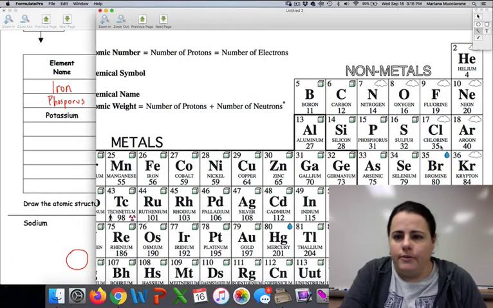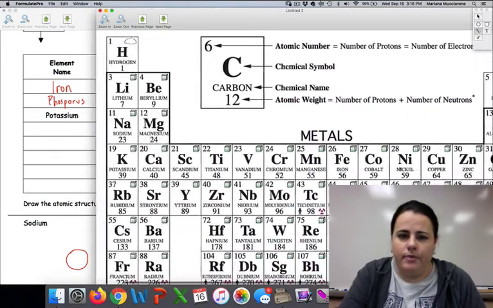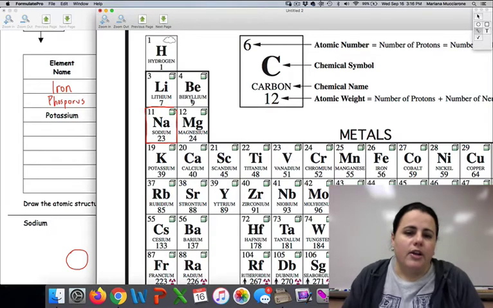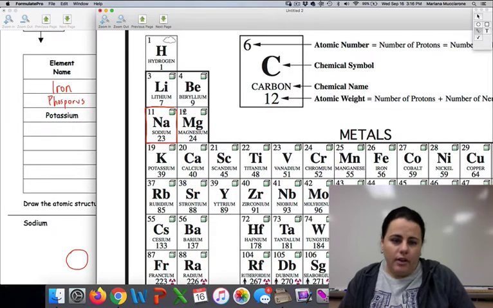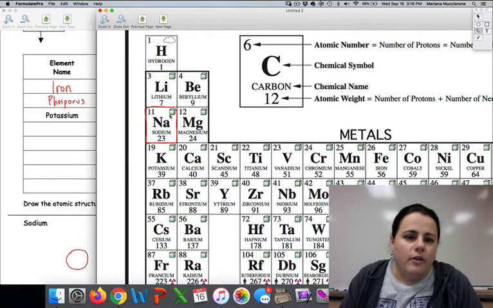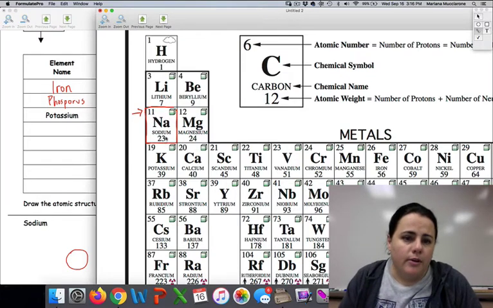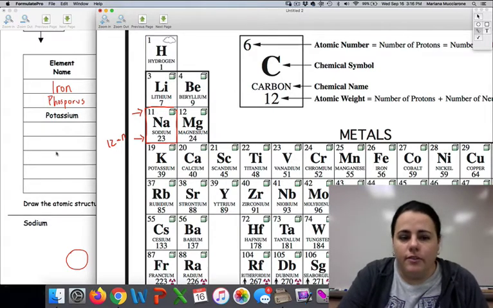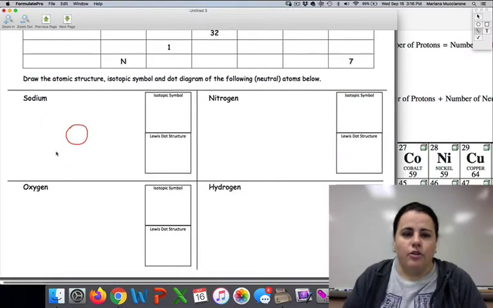So I'm going to go to sodium and find sodium on the periodic table. Here it is. These numbers become important because I need to know how many protons, neutrons, and electrons I need to draw. This is the number of protons, the top number, and then 23 minus 11, which is 12, that's going to be my neutrons. Because this is neutral, I know that protons and electrons equal the same thing, so I also have 11 electrons. With that information, now I could draw some stuff.